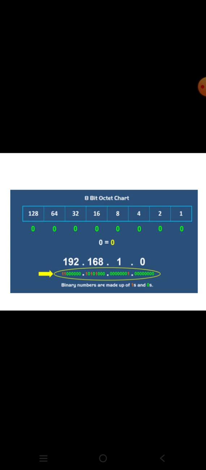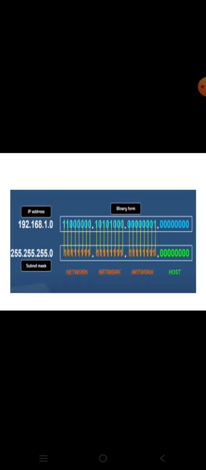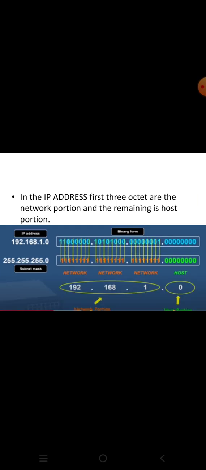So how will you find the network ID from the given IP address and the subnet mask? Let me say that later. See here the subnet mask. First one is the IP address. In the subnet mask, 24 bits are for the network portion and 8 bits for the host portion.